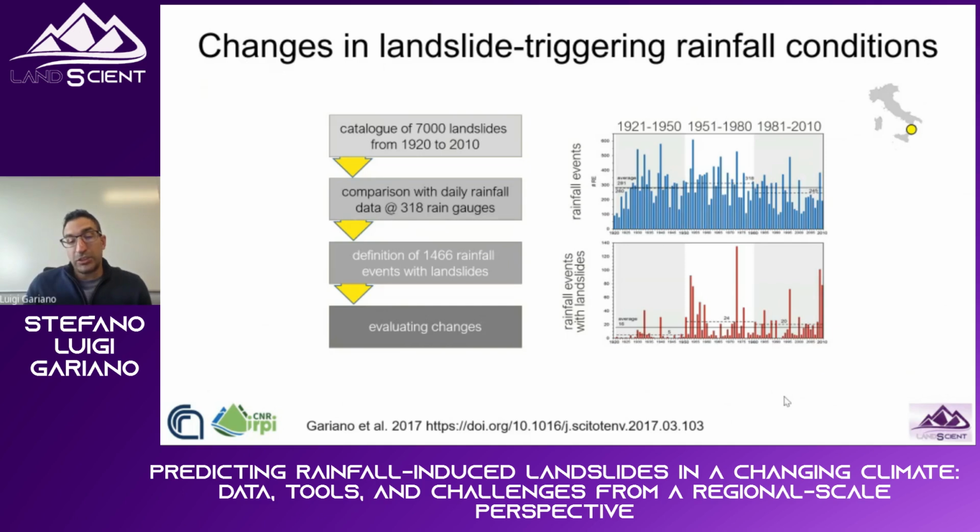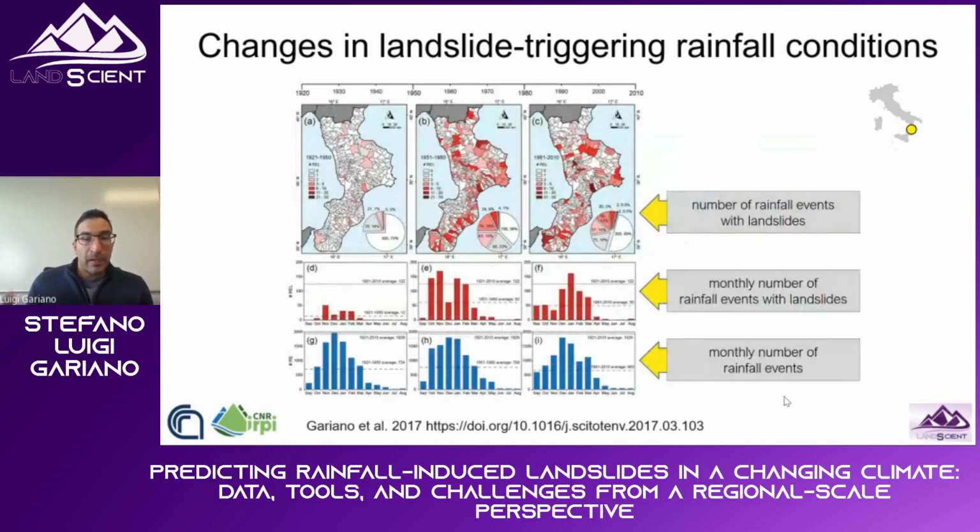I evaluated the changes in the triggering condition, but also in the spatial and temporal distribution of such rainfall-induced landslide events in the three 30-year periods: 1921-1950, 1951-1980, 1981-2010. What was found was very interesting, because a change was found in the spatial distribution of the landslides in the three 30-year periods, a change mostly in the last two, because they were the two periods with more data. A change in the monthly distribution of the rainfall events with landslide, and also a change in the triggering condition.